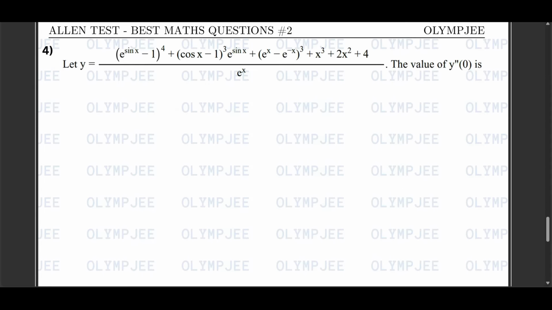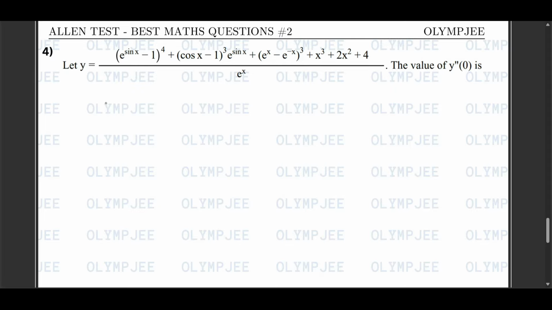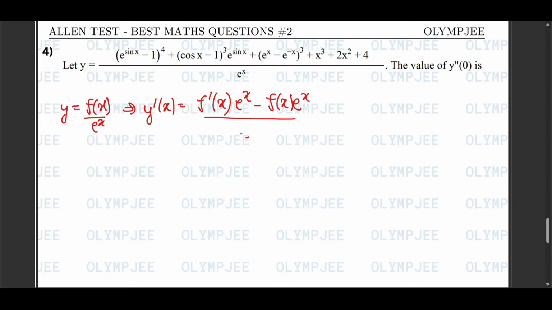Now moving on to the fourth question. This is also a very nice question. So let y be equal to this long expression and we have to find out the double derivative of y at 0. So let us start solving this. Since this numerator is very long, I am taking it as some function f of x by e^x. So finding out the first derivative, it will be by the division rule. Also notice that the derivative of e^x is e^x only, so it is very easy to cancel out the terms.